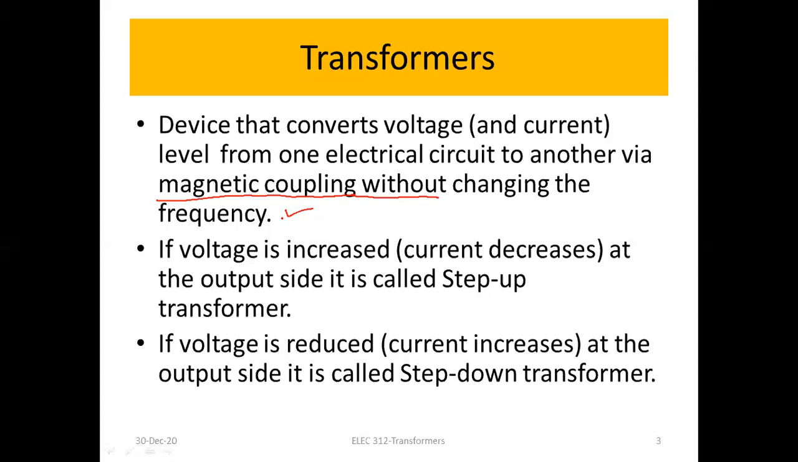But another important part is that its frequency should also be constant. Its frequency should not be changed. Suppose one side frequency is 50 hertz, the other side frequency should also be 50 hertz. As we know, in our India, the electrical utility uses 50 hertz frequency. Some other countries also use 60 hertz frequency. So worldwide, two types of frequency are adopted, either 50 hertz or 60 hertz.